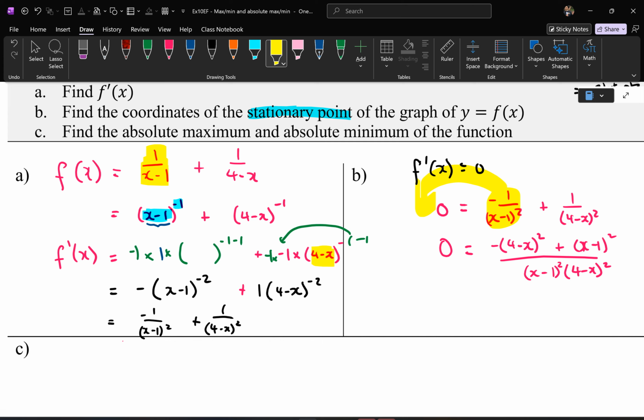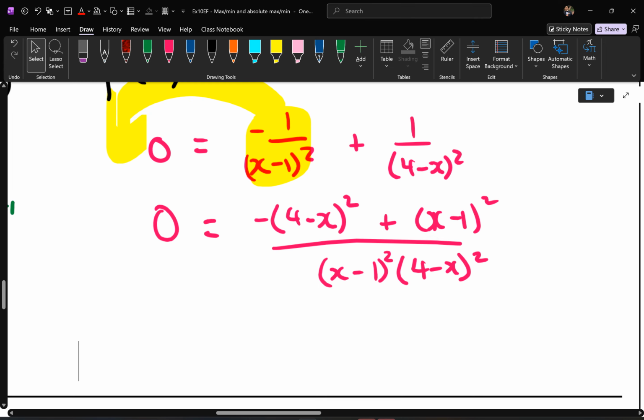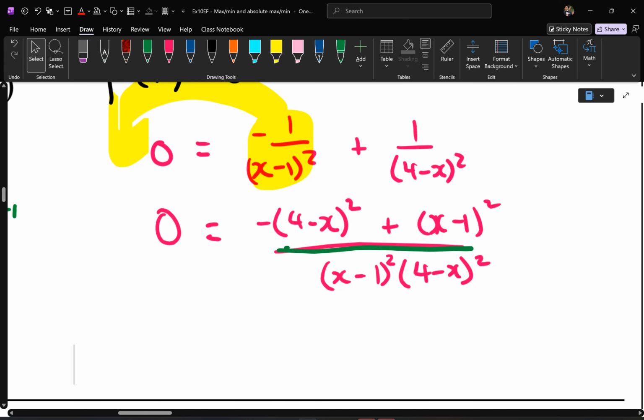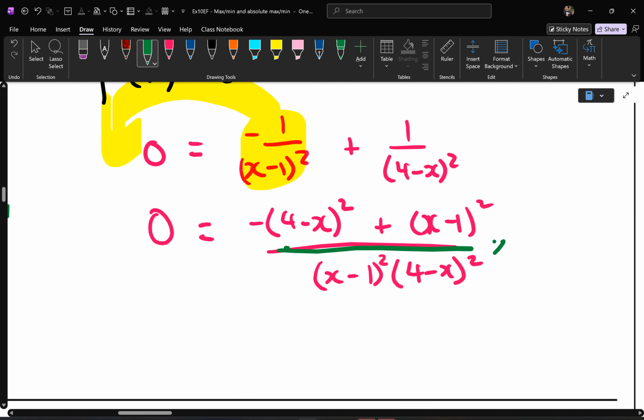Just get rid of the bottom. Why? Because the top has to equal 0. The top has to equal 0, and you can get rid of the bottom. Remember, through algebra, BODMAS, this means divide. The opposite of divide is times. I can actually times both sides by the denominator.